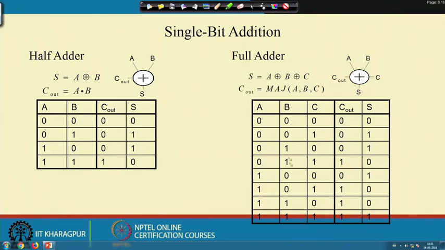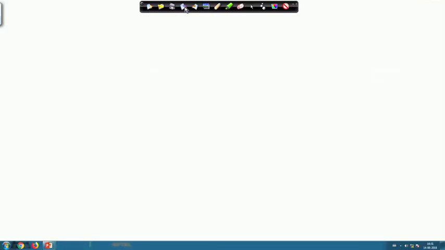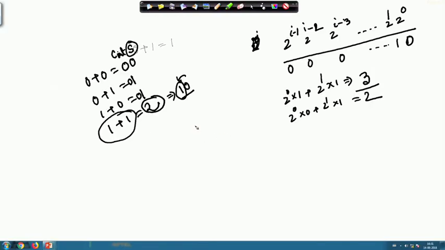So, if I have to add 1 with 1, then obviously the sum will be 0 and the carry out will be 1. If I go back to the previous slide, here you see that for 1 plus 1 I am getting 2. Now, if I want to add one more 1, what will I get? I will get 3.